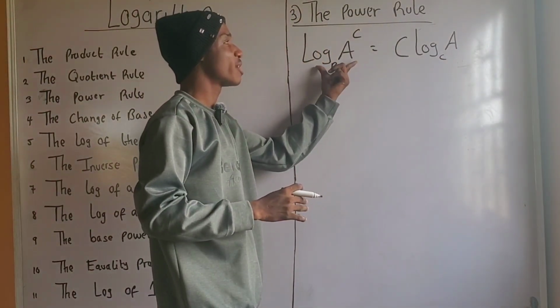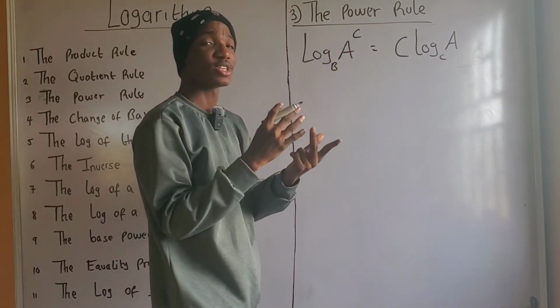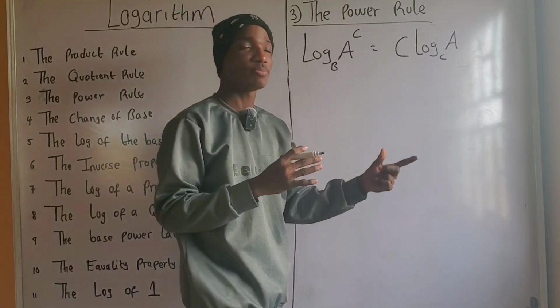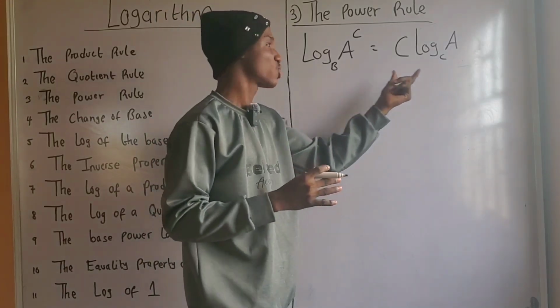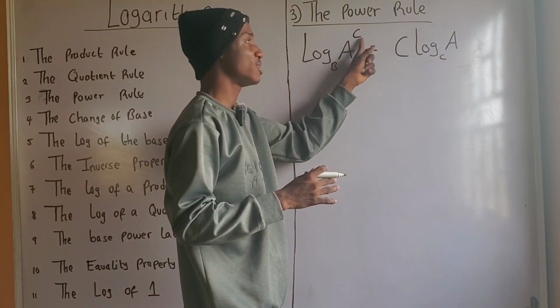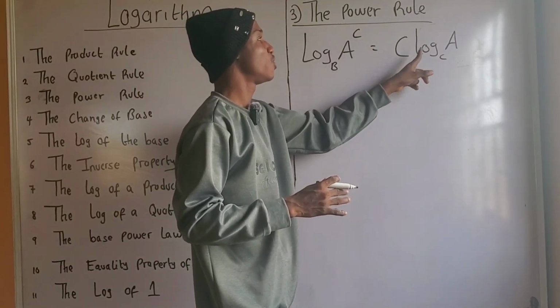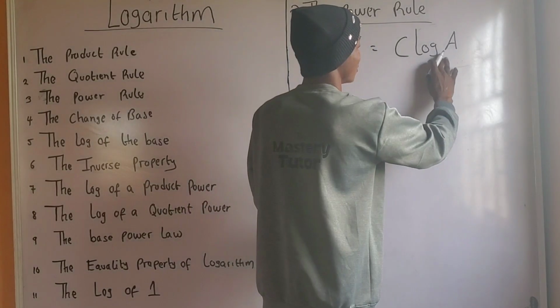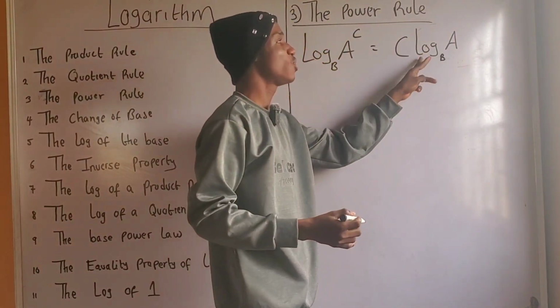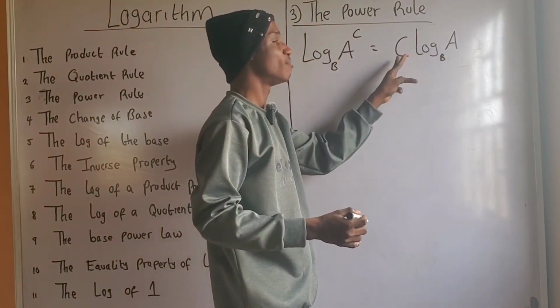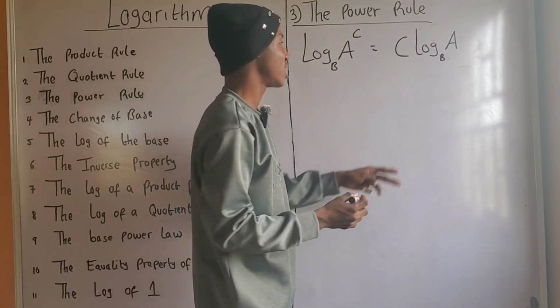If a log is raised to a power, the result will be the product of the power and the log. So that means log A base B to the power of C will give you log A base B multiplied by C. Do you understand? Okay, let's try this.